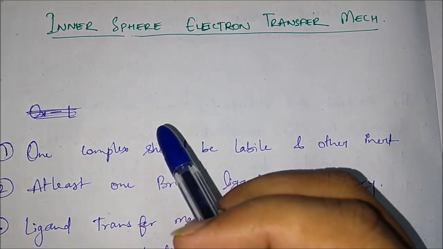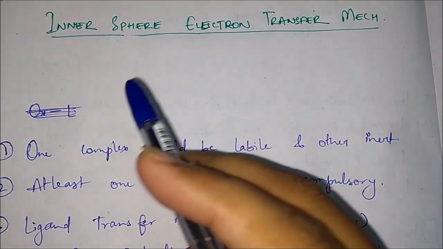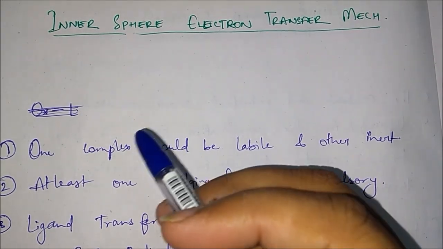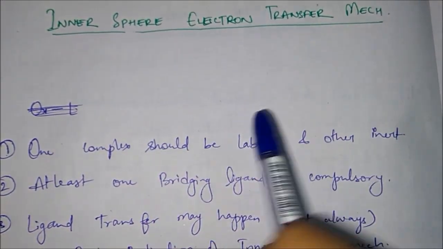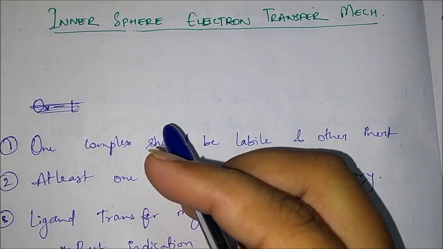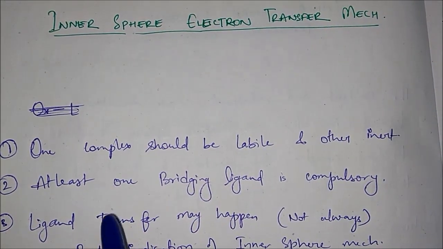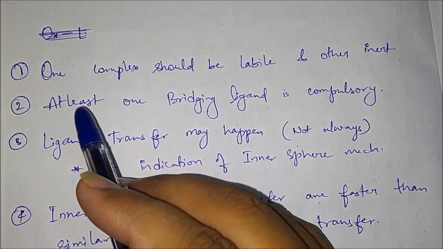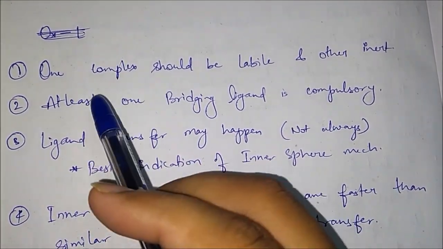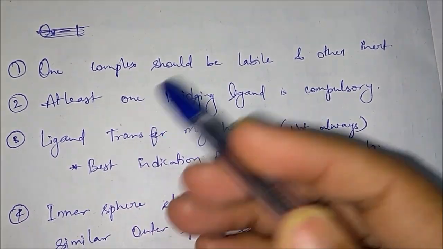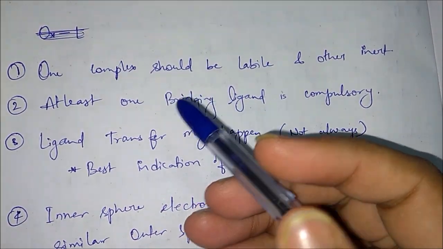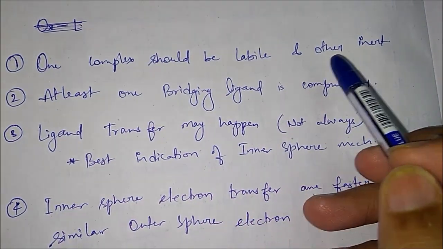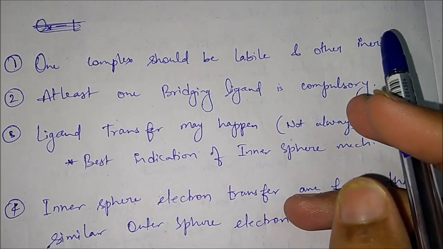So what is the inner sphere electron transfer mechanism? In the outer sphere electron transfer mechanism we studied a lot of things, and we came to know in what conditions the outer sphere mechanism takes place. For the inner sphere mechanism, these are a few important points, and I'll also discuss how you can differentiate between outer sphere and inner sphere. The first point is that one of the complexes should be labile and the other should be inert.